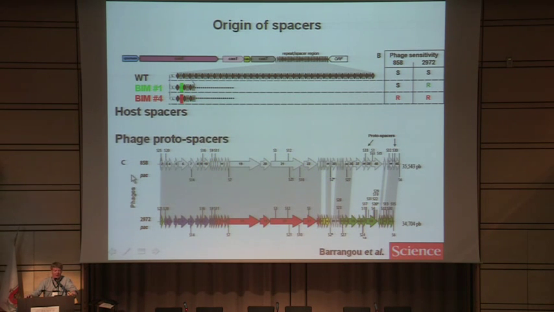So we had to come up with a differentiation, a name for how we would call the phage DNA. When I'm talking about the phage DNA, we call it the phage protospacer, and when we're talking about the spacer, the variable region in the CRISPR array, we call it a spacer.